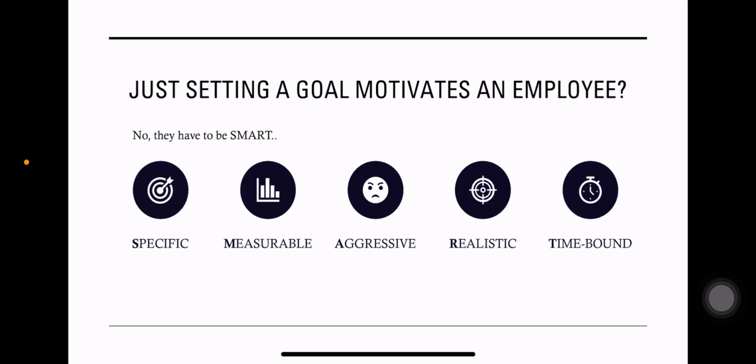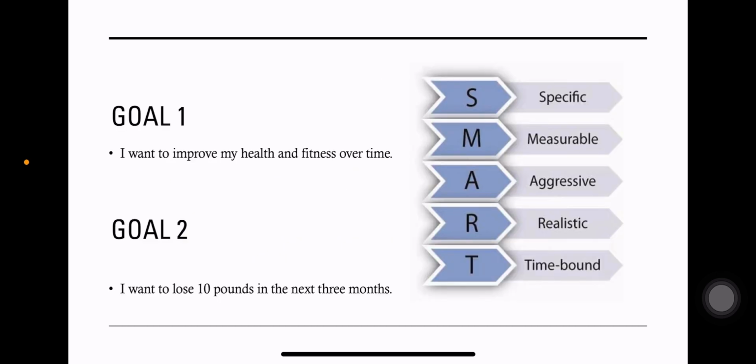The answer is no. In order to maintain motivation throughout the achievement process, we need to set SMART goals. In the term SMART, S stands for specific, M stands for measurable, A stands for aggressive, R stands for realistic, and T stands for time bound. Let's take an example to understand this better. There are two statements here. The first one says, I want to improve my health and fitness over time. And the second one says, I want to lose 10 pounds in the next 3 months.